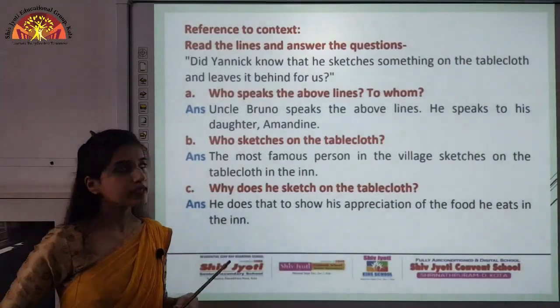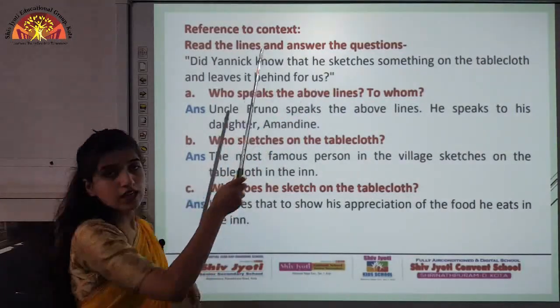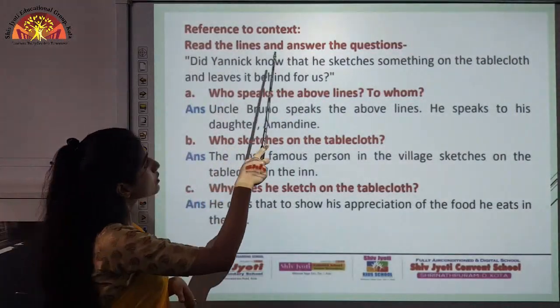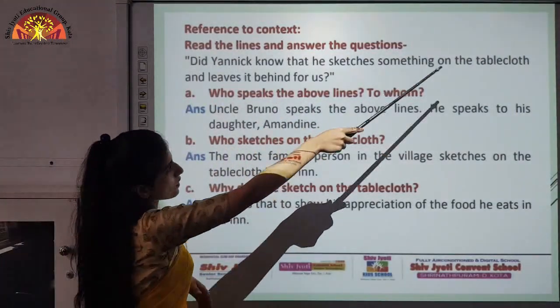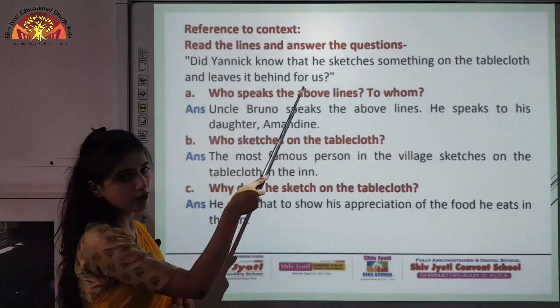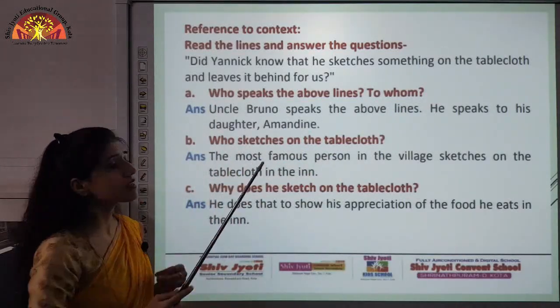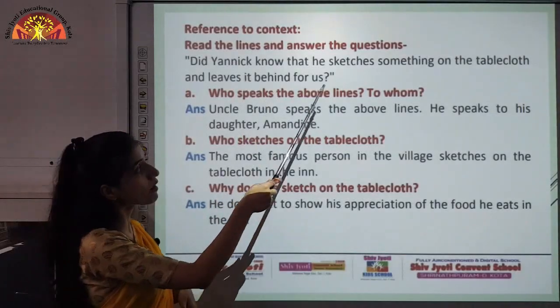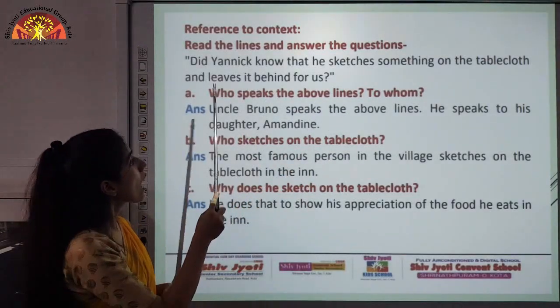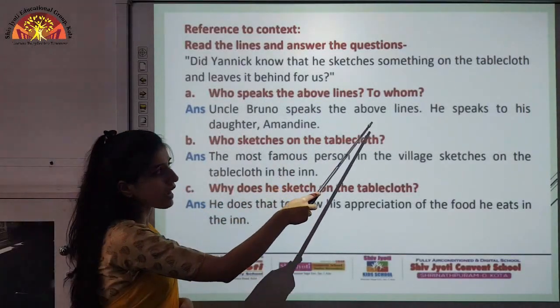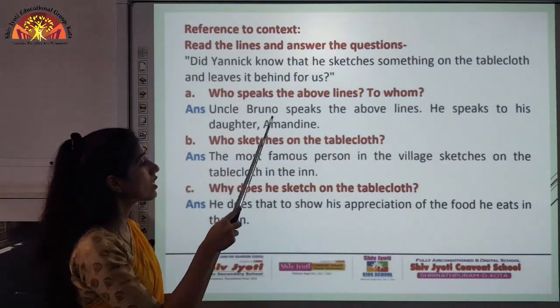Now reference to context. Read the lines and answer the question. "Did Yannick know that he sketches something on the tablecloth and leaves it behind for us?" Who speaks the above lines and to whom? Uncle Bruno speaks the above lines. He speaks to his daughter Amandine.